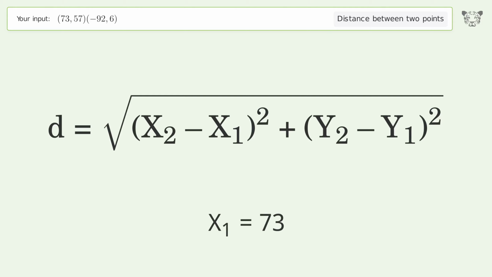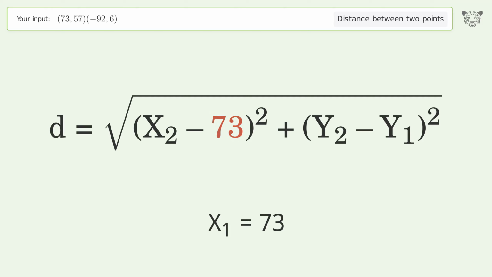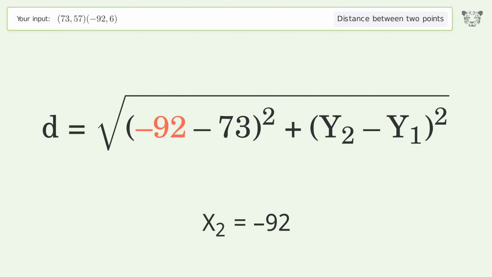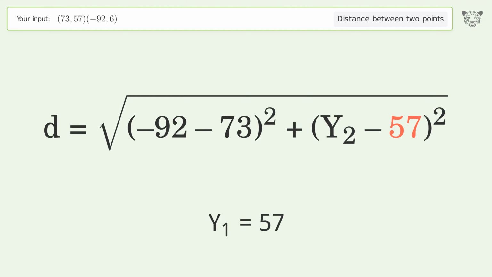x1 equals 73. x2 equals negative 92. y1 equals 57. y2 equals 6.